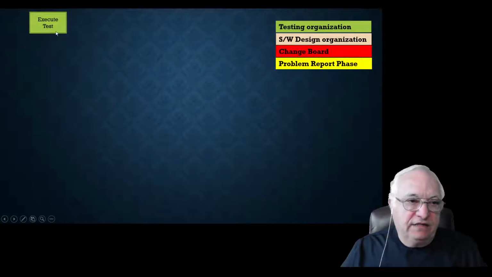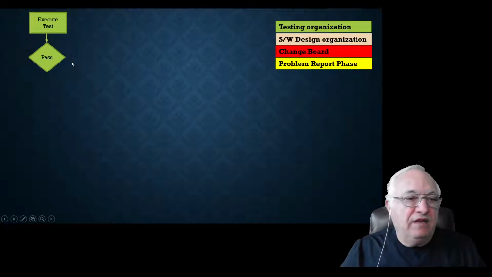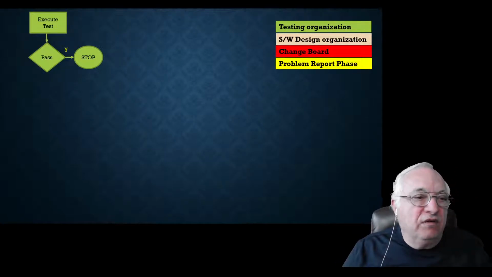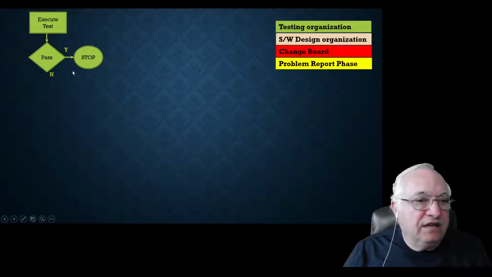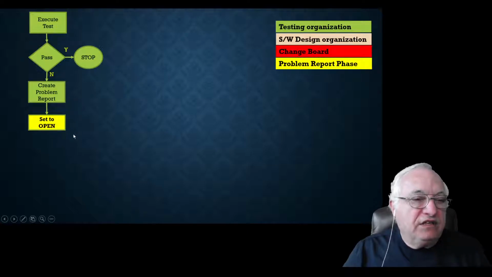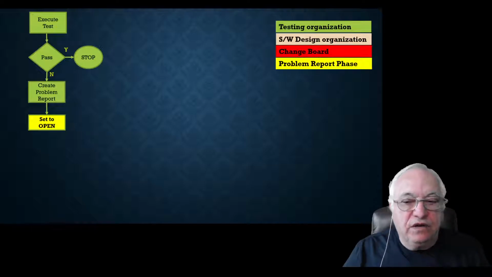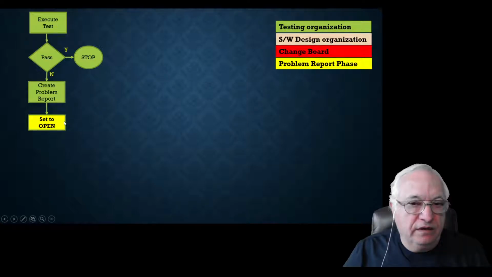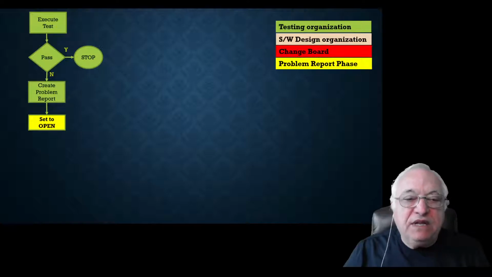So first, everything starts with executing a test. Did the test pass? And if the answer is yes, then we stop, we are done. Now, if the test fails, so it passed no, then we create a problem report. After the problem report is created, it's set to open. So basically, the management can look at the database of problem reports and see how many problem reports are open. That means that they've been opened, but they have not been assigned to anybody.